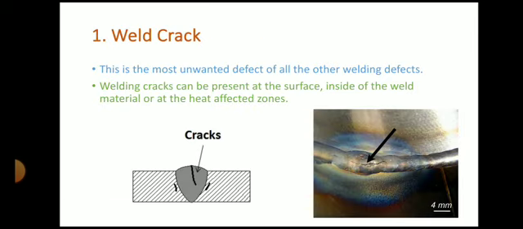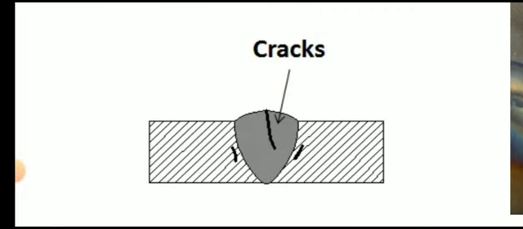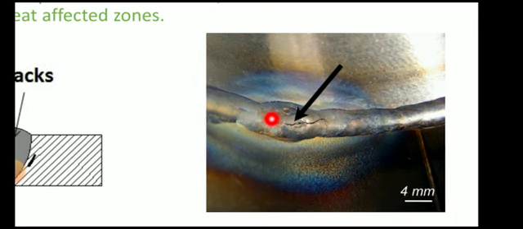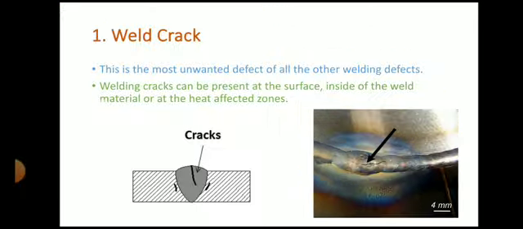So the very first defect is weld crack. This is the most unwanted defect of all other welding defects. Welding cracks can be present at the surface, inside the weld material or in the heat affected zone. So here you can see the crack. This crack may appear in the weld metal or in the heat affected zone. So this is your heat affected zone. Here you can see the actual crack which is present in the weld metal. Such type of crack is known as weld crack.